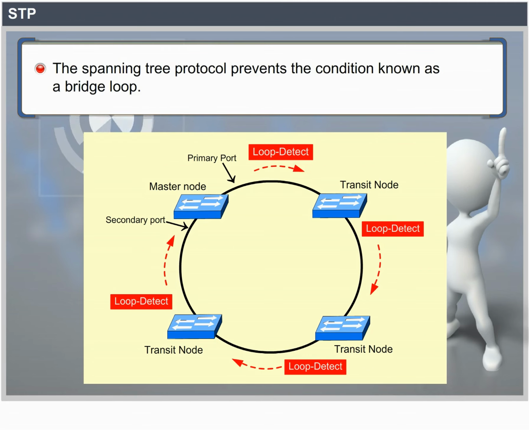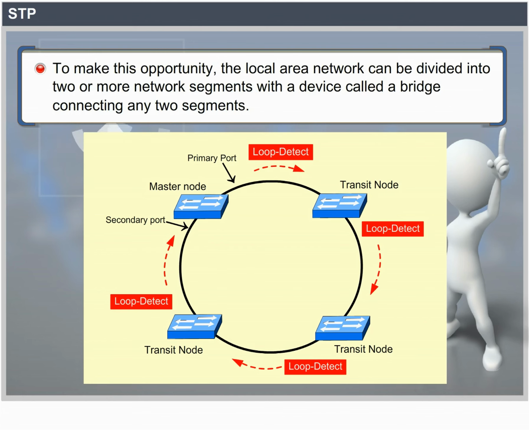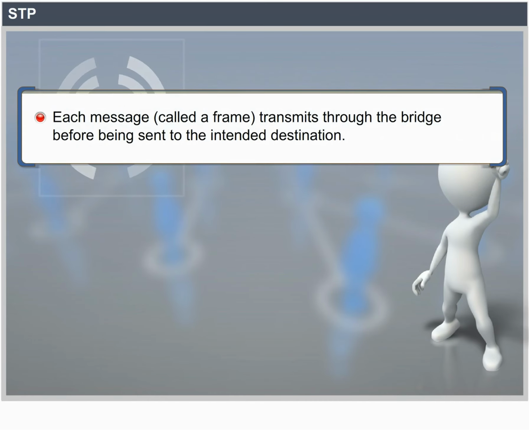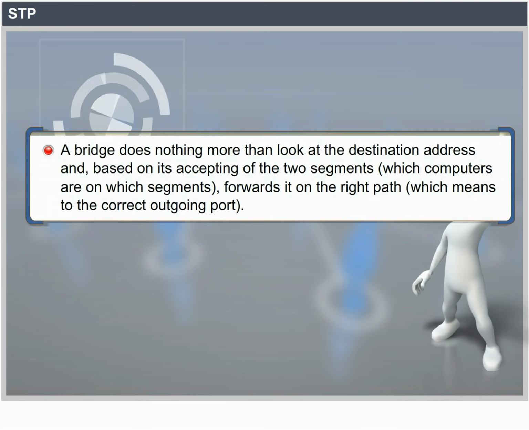If too many computers try to send at the same time, the overall performance of the network can be affected, even to the point of bringing all traffic to a near halt. To avoid this possibility, the local area network can be divided into two or more network segments with a device called a bridge connecting any two segments. Each message, called a frame, goes through the bridge before being sent to the intended destination. The bridge determines whether the message destination is within the same segment as the sender's or for the other segment, and forwards it accordingly.